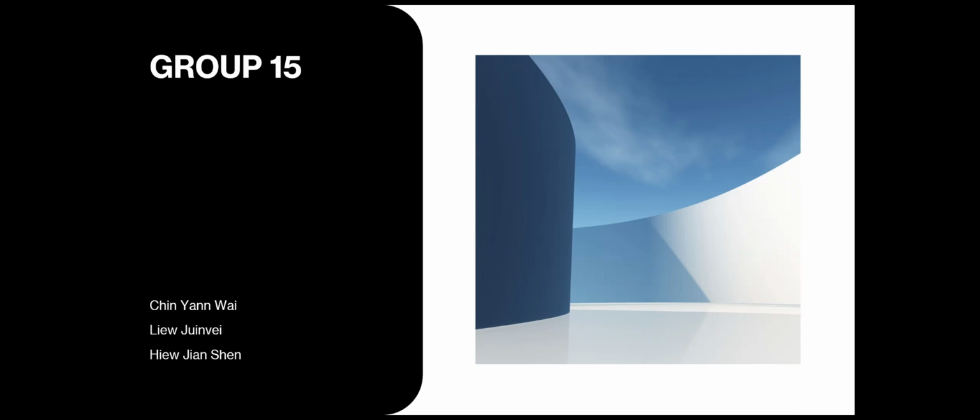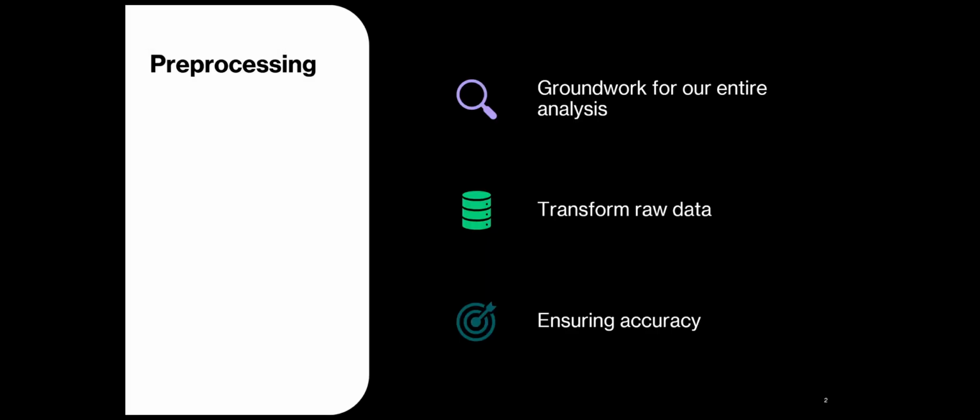Firstly, we will take a look at the pre-processing part of the project. This stage is essential as it sets the groundwork for our entire analysis, focusing on a significant real-world problem in Malaysia. Let's begin by understanding how we've transformed our raw data into a clean, analyzable format to ensure accuracy in our findings and efficiency in our computational models.